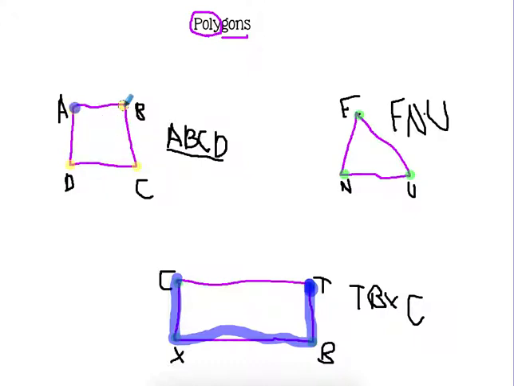Here was A to B, B to C, C to D. Here was F to N, N to U. So now what I'd like you to do is work on the page and practice naming these polygons.